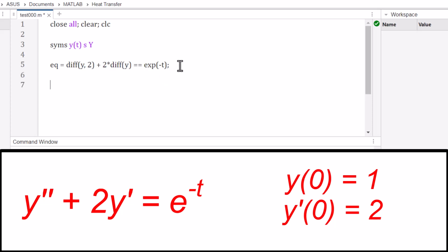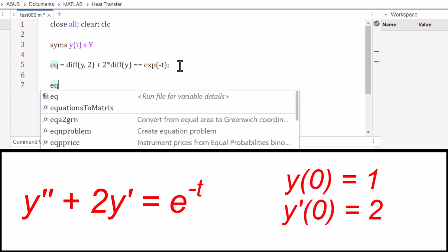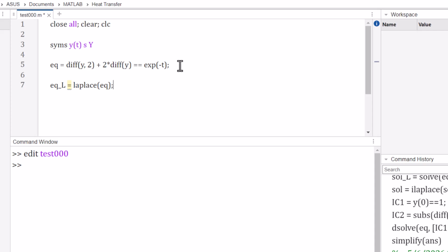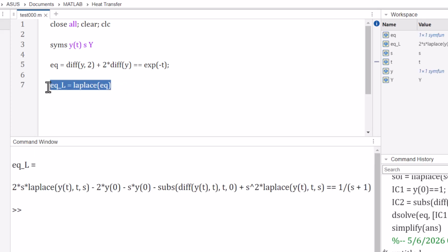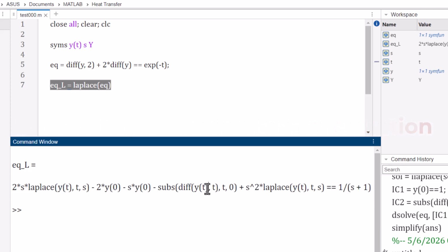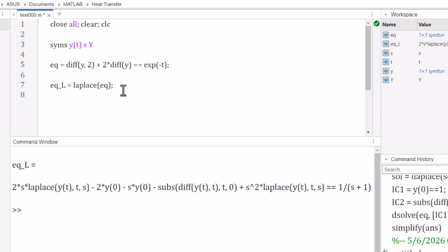Next, I need to take my equation into the Laplace domain. So the equation in the Laplace domain is going to be the Laplace of my equation. Up until now, I'm going to run my code just to see my equation in the Laplace domain, and here it is. And you can see this equation is with respect to the independent variable s.